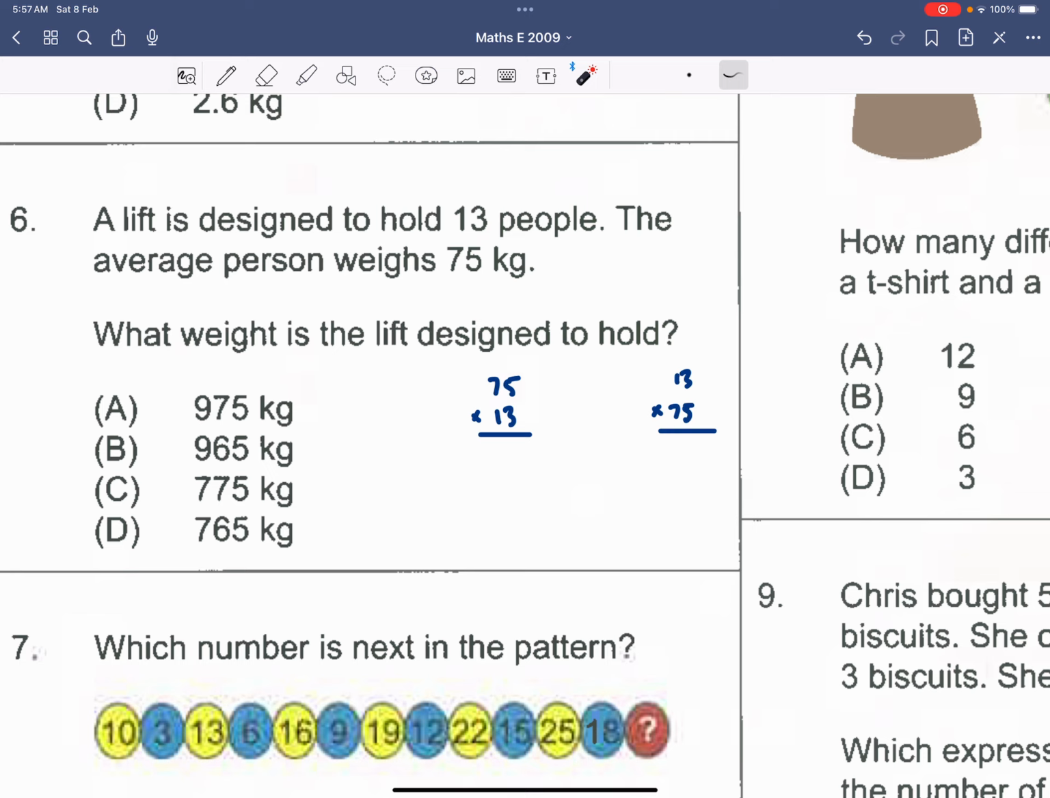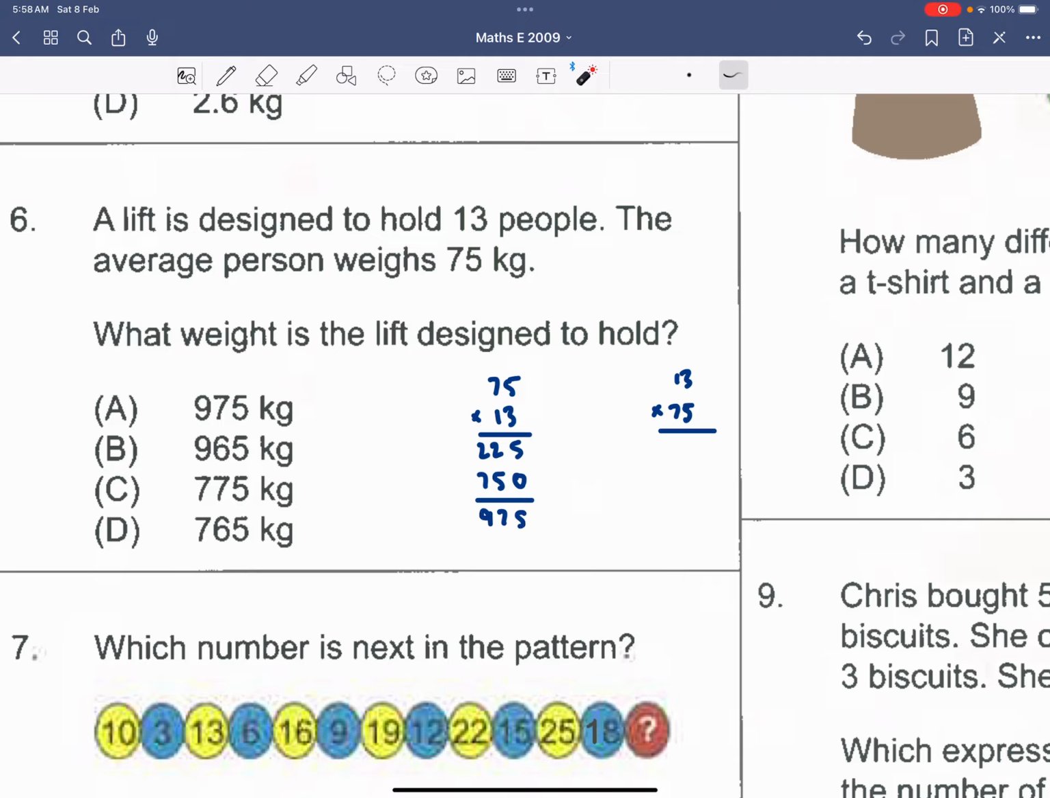So 5 threes are 15, carry the 1. 7 threes are 21, plus 1 is 22. So that's 225. And then exact same way, we now have to do 75 times 1. So 5 times 1 is 5, and then 7. So there's your 75. Remember, you're meant to leave an empty space here, or put a 0 here, whatever your school teaches you. And we add this all up. So that's 5, 2 plus 5 is 7, 9.